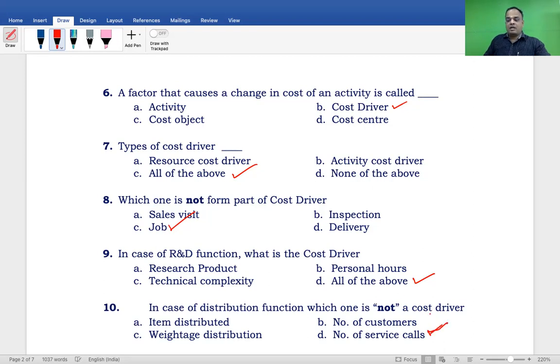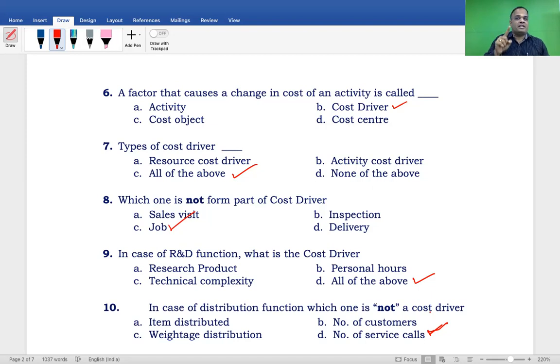Listen here. Cost object and cost driver, a very frequently asked question. The item for which the cost measurement is required is called cost object. A factor that causes a change in cost of an activity is called cost driver. In simple terms, for what purpose I am ascertaining the cost, that is called cost object. How I am incurring the cost is a cost driver. Driver is a leading factor to incur a cost.